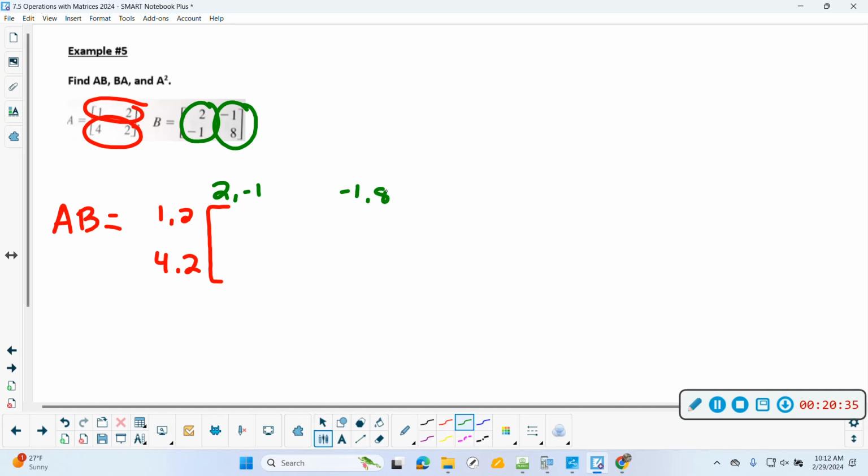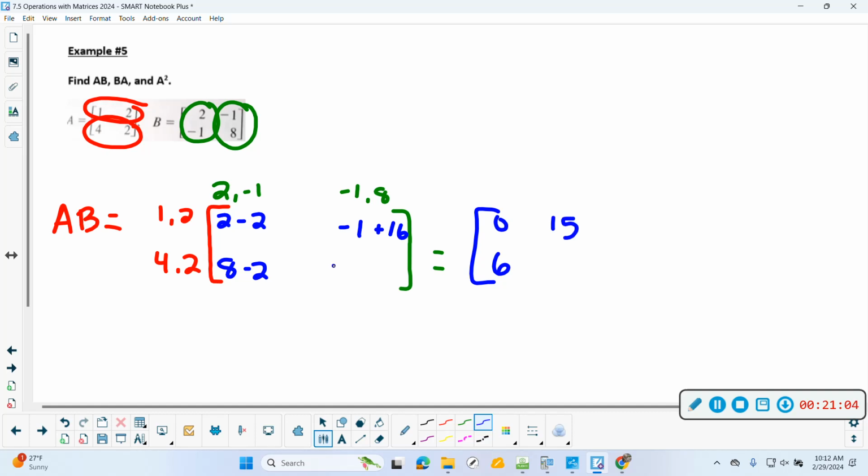All right, same spiel. Start multiplying, add them, let's do it. So 1 times 2, 2 times negative 1. I'm going to total. 4 times 2, 2 times negative 1. Keep on going. First values, 1 and negative 1, 2 and 8. I'm going to total. And then 4 and negative 1, 2 and 8. And I'm going to total. Got it. So there's A times B.